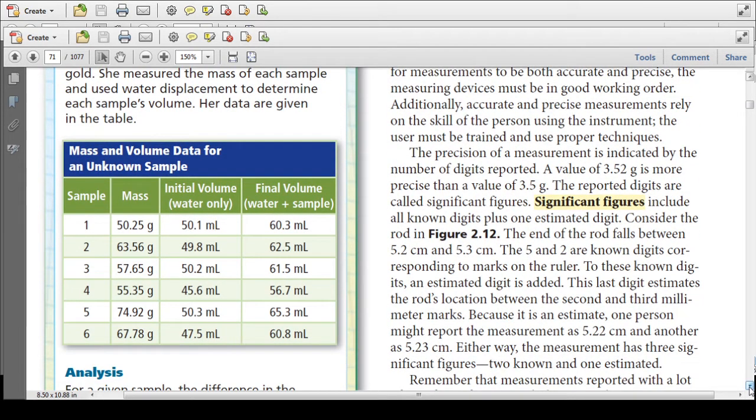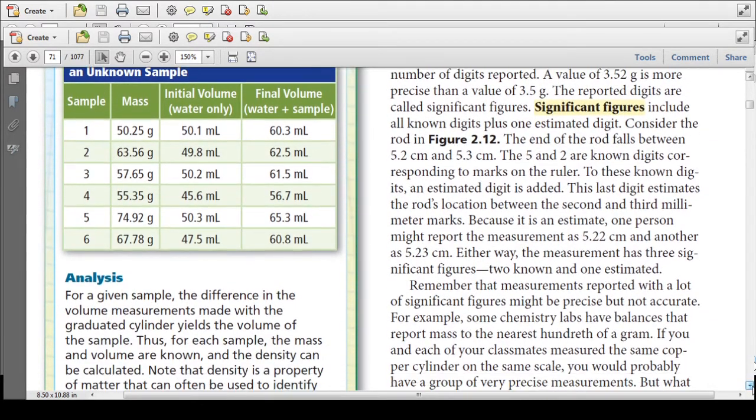The user must be trained and use proper technique. The precision of a measurement is indicated by the number of digits reported. A value of 3.52 grams is more precise than a value of 3.5 grams. The reported digits are called significant figures. Significant figures include all known digits plus one estimated digit. If we consider the rod down below, the end of the rod falls between 5.2 and 5.3 centimeters.